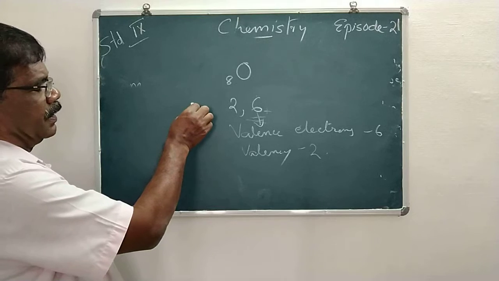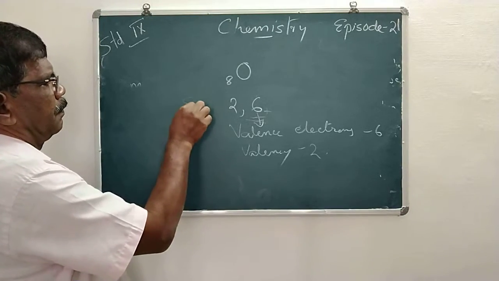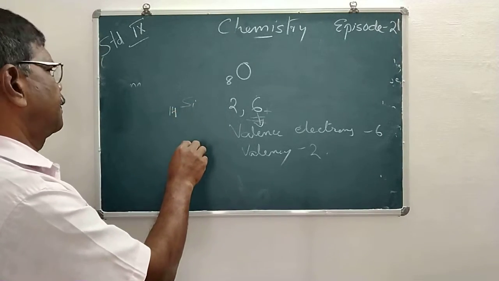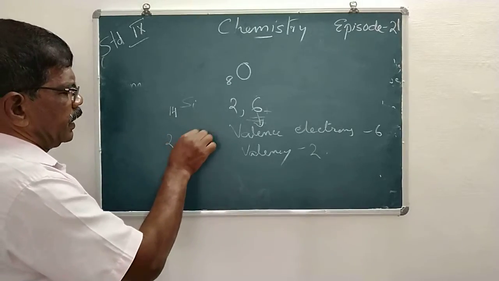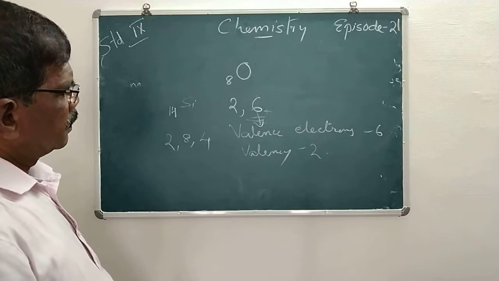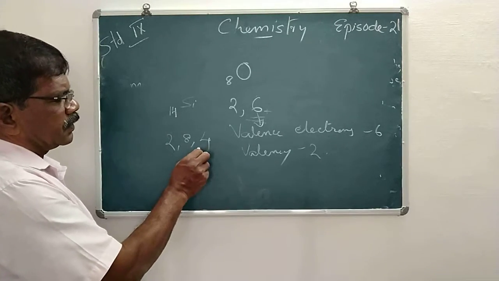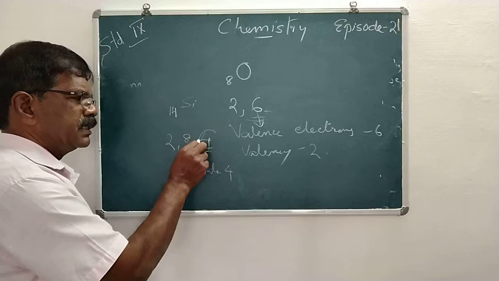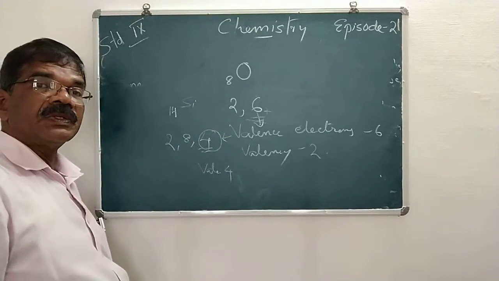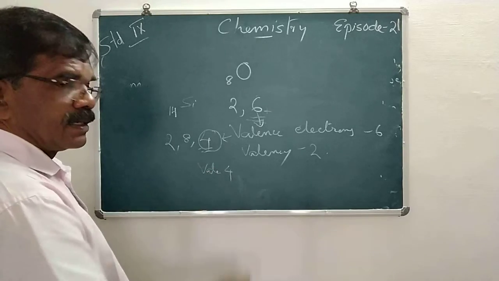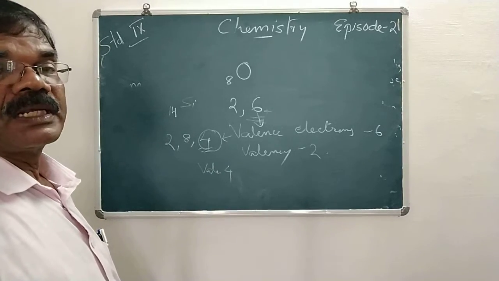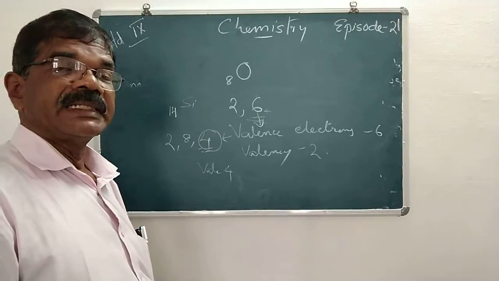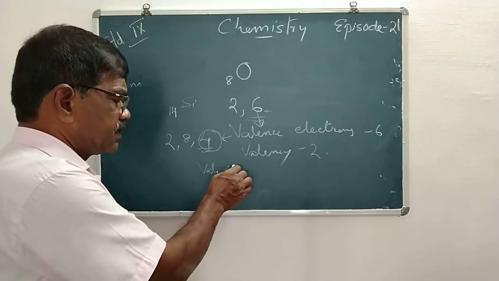But in the case of silicon, atomic number 14, electron configuration 2,8,4. Its valence electrons are 4, and valency is also 4. Why? Valence electrons means electrons in the outermost shell. Valency is the number of electrons gained or lost to attain stability. Here this atom does not gain or lose, but it shares electrons. The number of shared electrons is also 4, hence its valency is also 4.